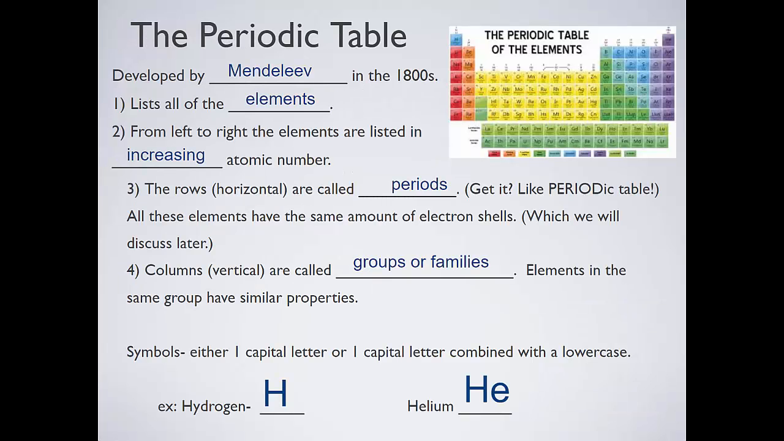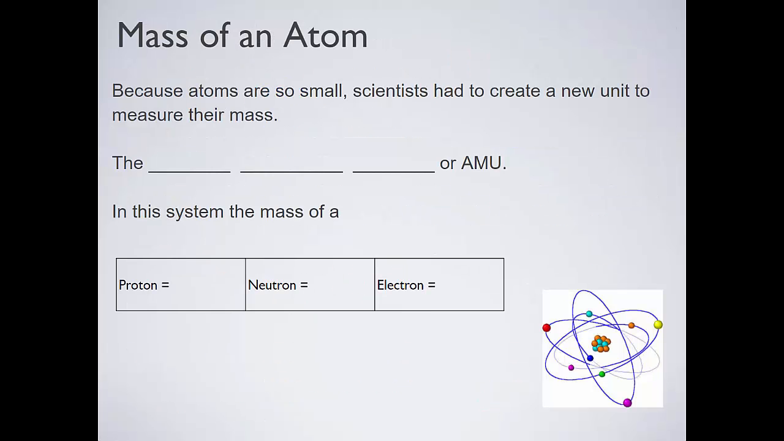All right, so if you look at the periodic table, there's some other numbers as well. At the top of each periodic table entry, there is a longer decimal number. That's called its atomic mass. We'll talk about what that means.